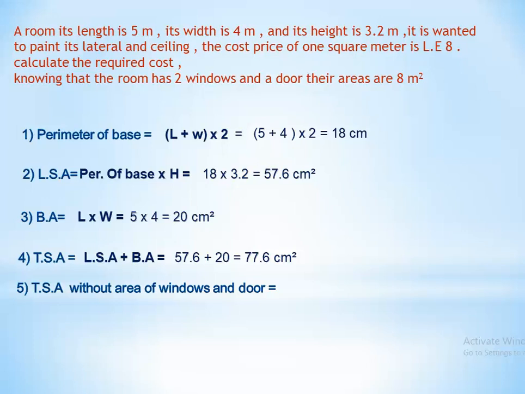TSA without the area of windows and doors: 77.6 minus 8 equals 69.6 square meters. He told me that the cost price of a square meter is 8, so we will multiply 69.6 by 8 equals 556.8. Thank you.